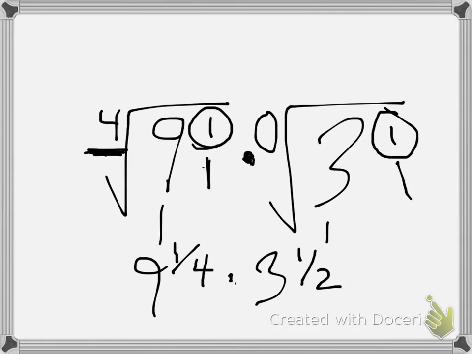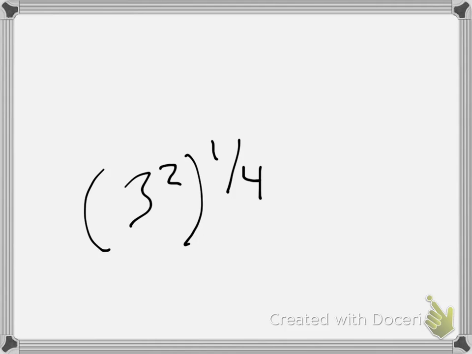Now, the only way that we're going to be able to multiply these is if we make these the same bases. So in order to make these the same bases, we're going to have to turn 9 into 3 squared, and we're still going to have our 1/4 times 3 to the square root, but we're still not done. We can't have an exponent on top of an exponent. So in order to simplify that, we're going to have to multiply these.